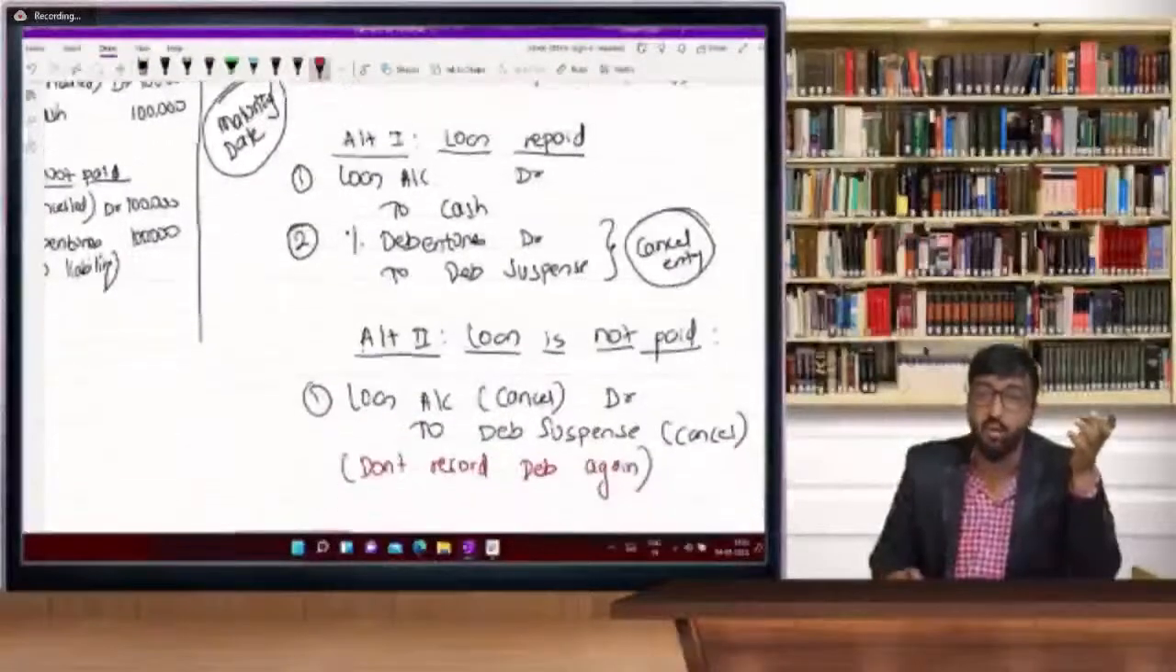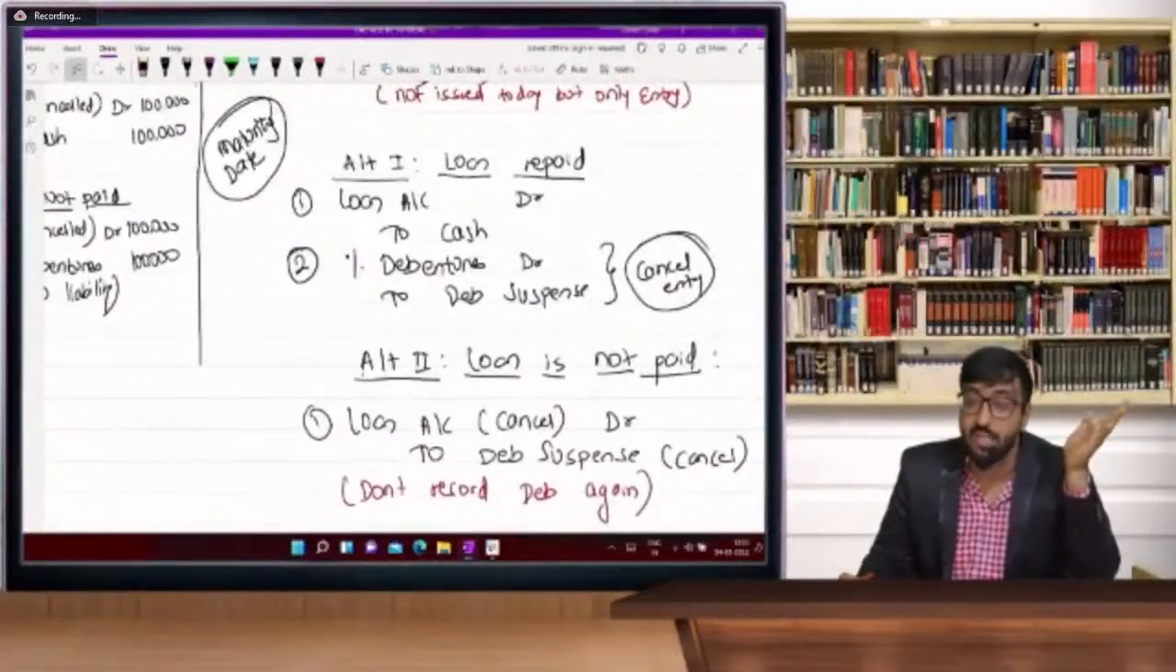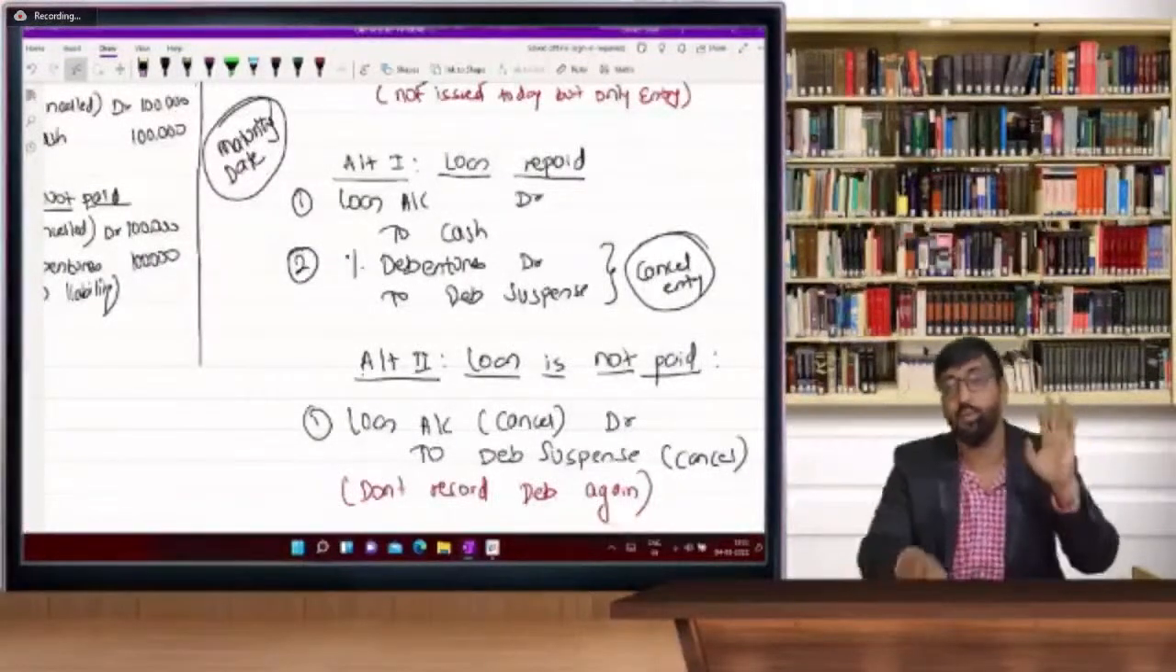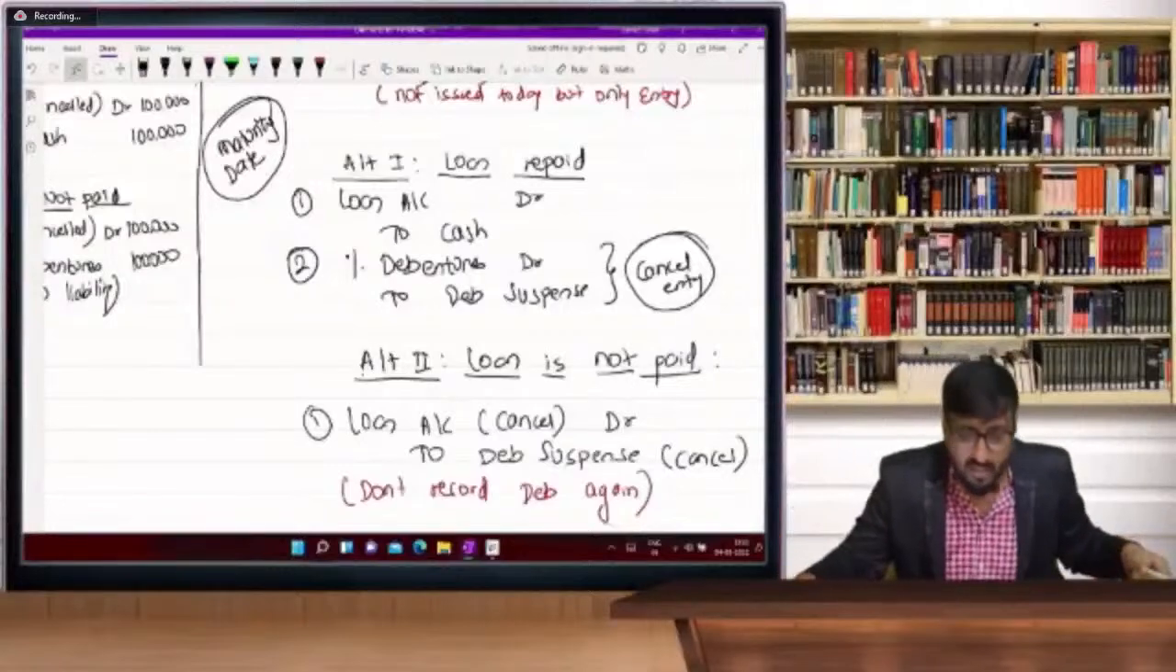And in alternative 2, we already issued debentures, and if we did not repay the loan, there is no need to record debentures again. Loan account debit to debenture suspense, and we are done with this entry. It's very easy.